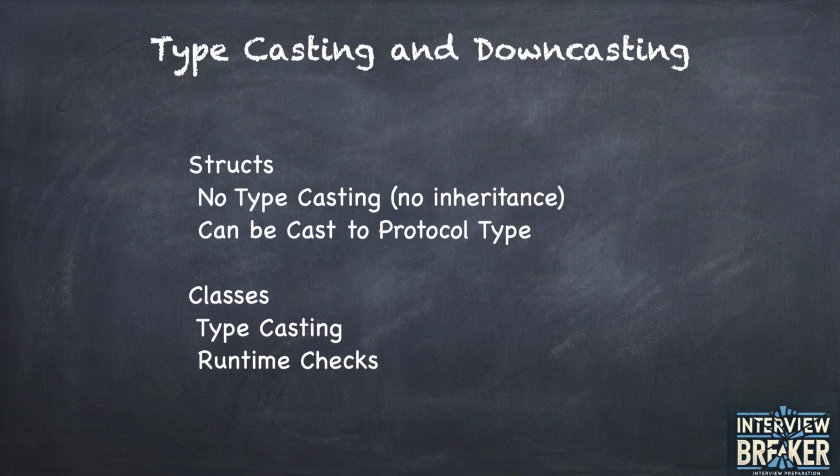Regarding typecasting, structs cannot downcast or upcast since they don't support inheritance. However, they can be cast to a protocol type. Classes can use as? and as! for casting between classes in an inheritance hierarchy, which introduces potential runtime errors if not used carefully.